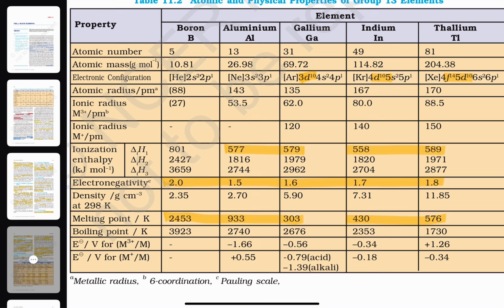Ionization enthalpies also you can check. Aluminum and gallium: down the group it should decrease, but gallium is more. Indium and thallium: it should decrease, but thallium is more. Melting points also: from boron to gallium it is decreasing, then it is increasing, but the highest is for boron.